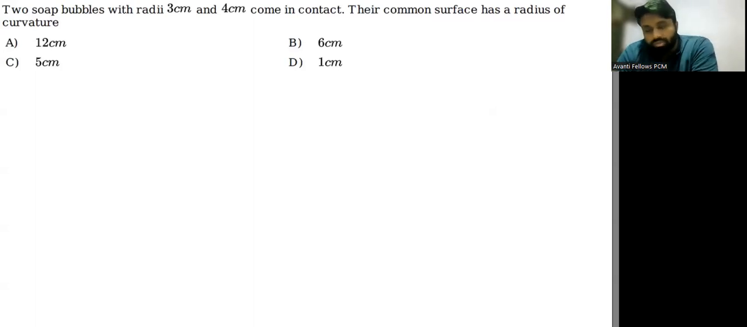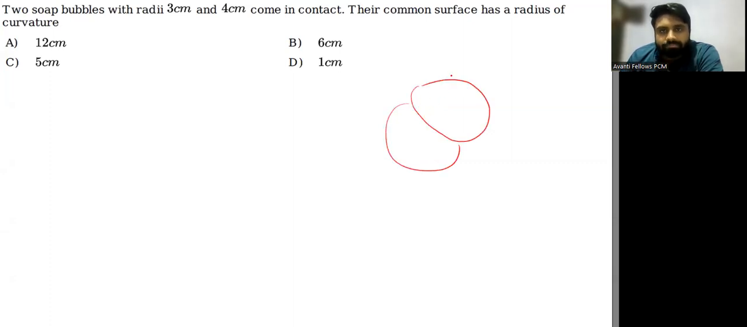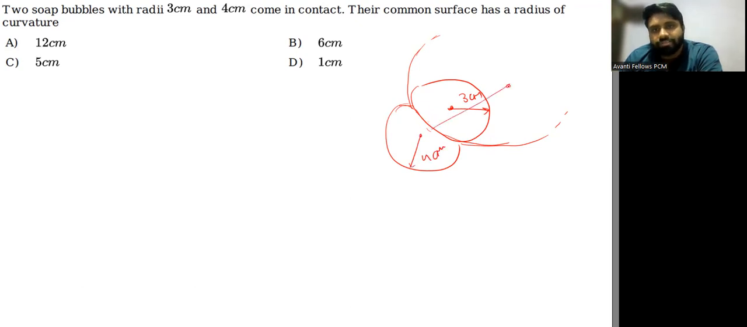Now, two soap bubbles with radii 3 cm and 4 cm came in contact. Their common surface has a radius of curvature. When these two soap bubbles came in contact, they will make an interface like this. It has a radius of curvature other than both of the spheres, whose radii, let's say, are 3 cm and 4 cm. So we need to find the radius of curvature of this curve at the contact line.